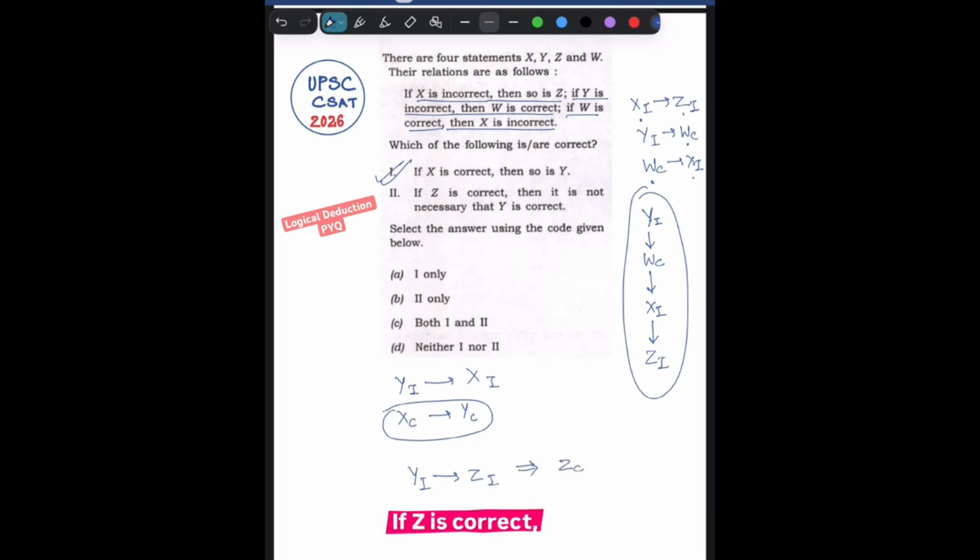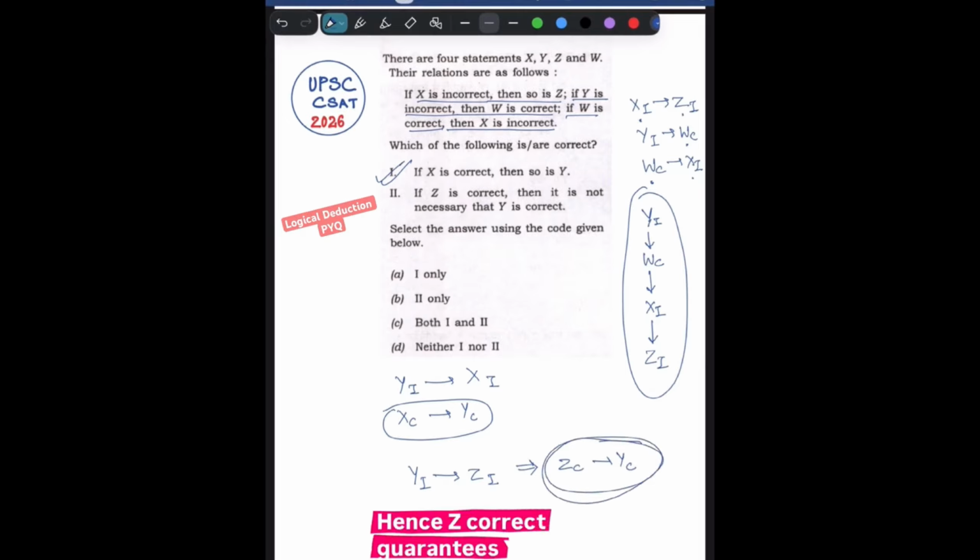And let us also write the opposite, which will be true. If Z is correct, then Y is correct. Because if Y is incorrect, Z will be incorrect. Hence, Z correct guarantees Y correct. So statement 2 is wrong. So the correct option is option A, 1 only.